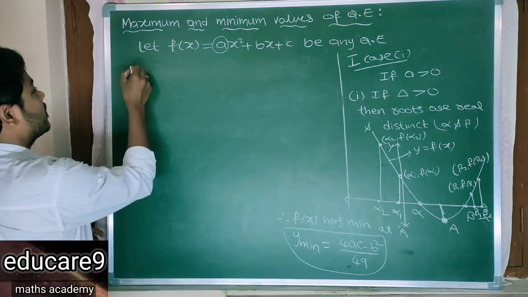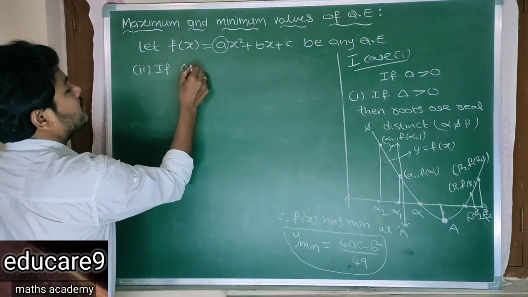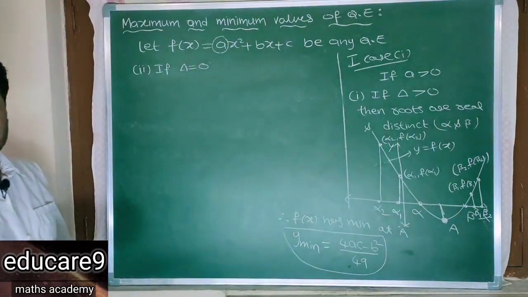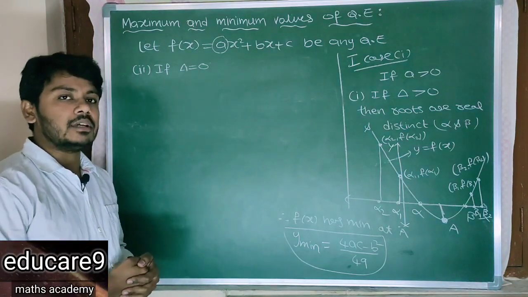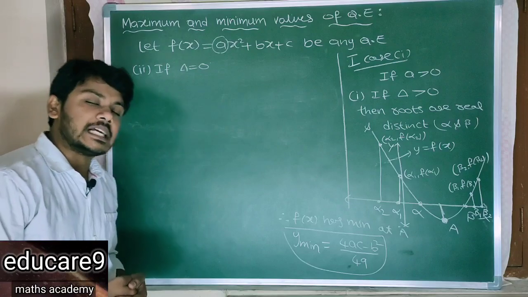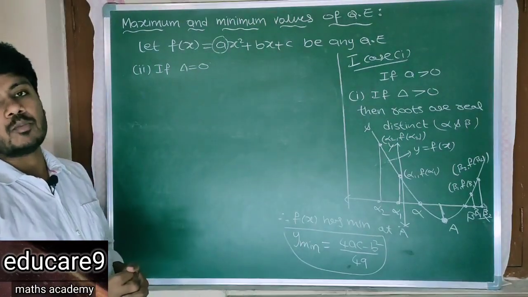Second case, if delta is equal to 0. So in that case the roots are real and equal, and the given graph touches the x-axis at one and only one point. See here.